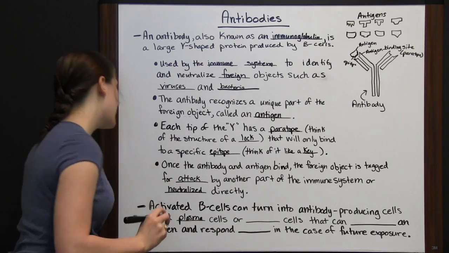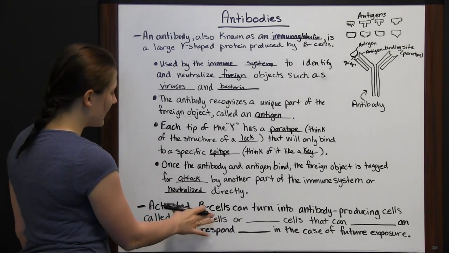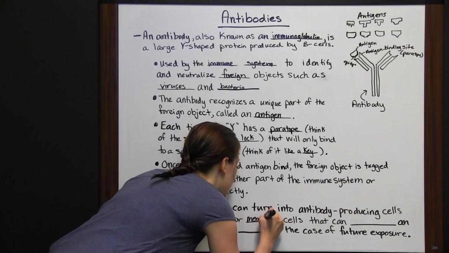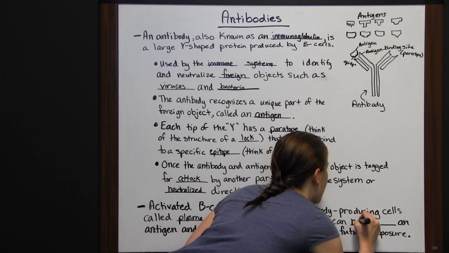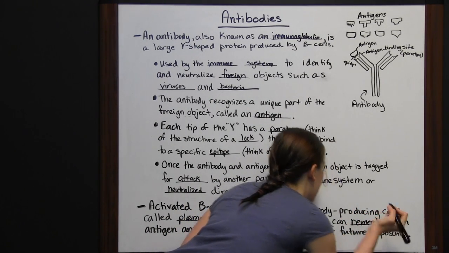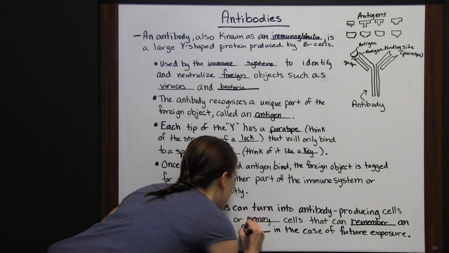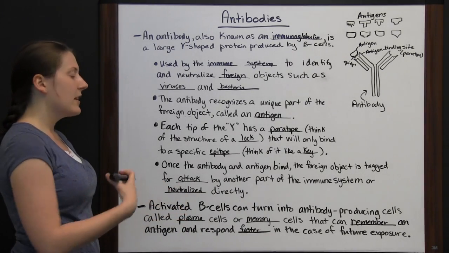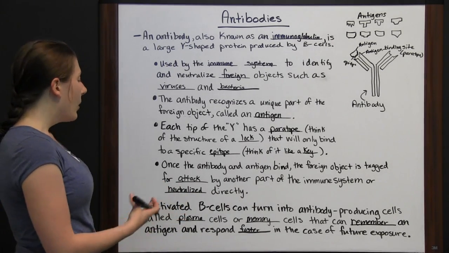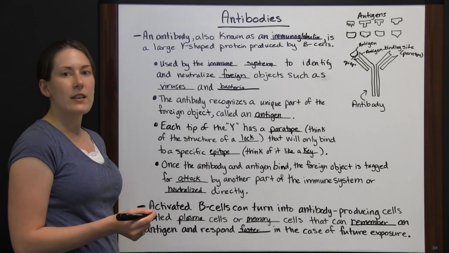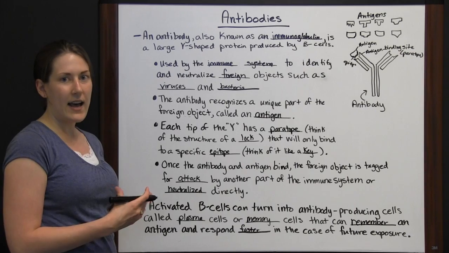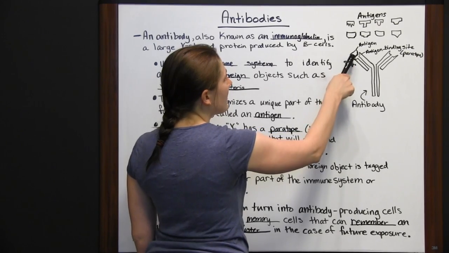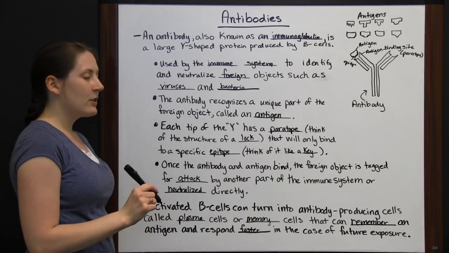So they can produce new antibodies, these plasma cells that the B cells turned into, or they can be turned into memory cells that can remember an antigen and respond faster in the case of future exposure. So these B cells can turn into plasma cells that produce more antibodies if needed, or they turn into memory cells. And the memory cells are going to remember the last antigen they had, and they're going to be able to respond faster. So once this antibody has attached to this antigen, it's going to remember it next time, and it's going to be able to respond faster.